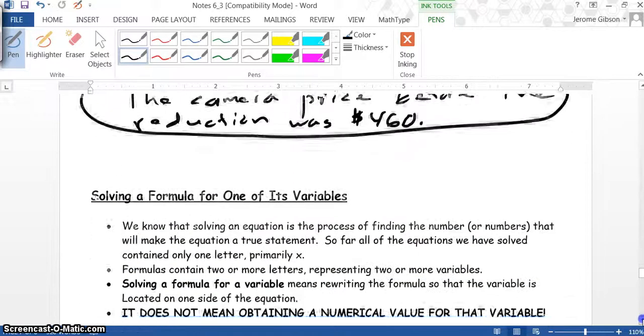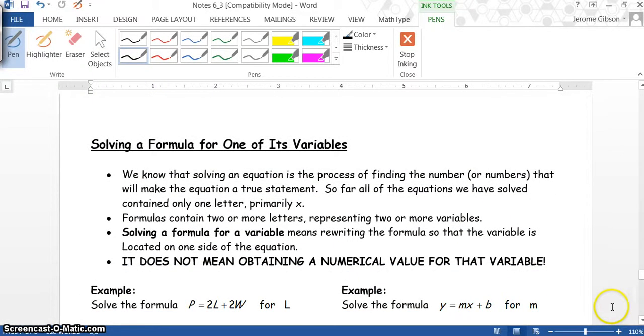Now, we have solving a formula for one of its variables. We know that solving an equation is the process of finding the number or numbers that will make the equation a true statement. So far, all of the equations we have solved contain only one letter, primarily x. Formulas contain two or more letters representing two or more variables. Solving a formula for a variable means rewriting the formula so that the variable is located on one side of the equation. It does not mean obtaining a numerical value for that variable.